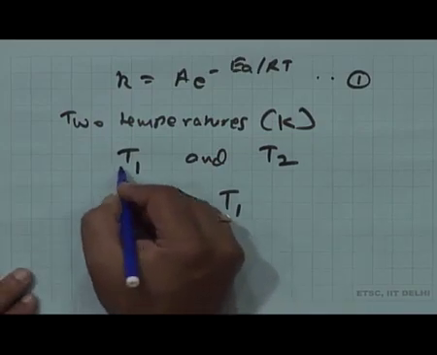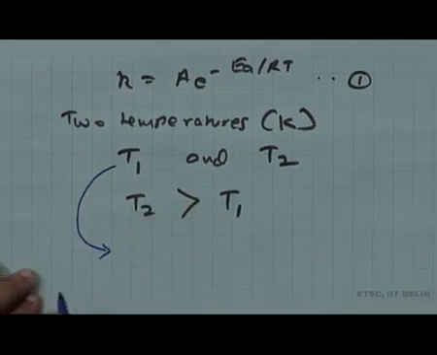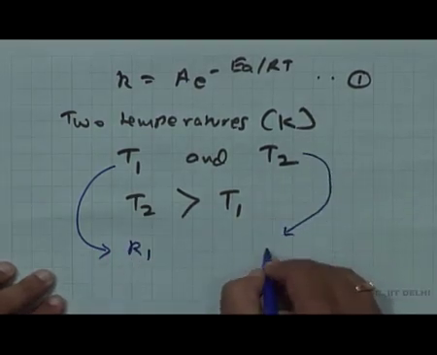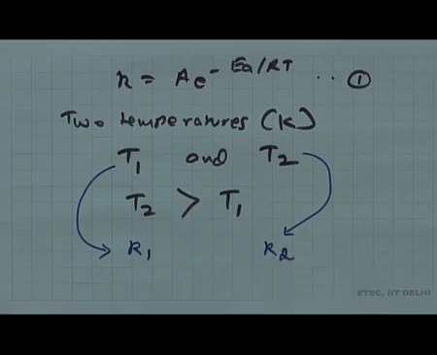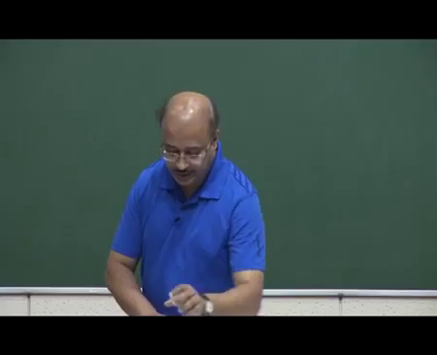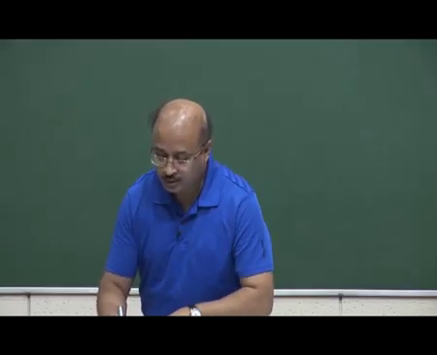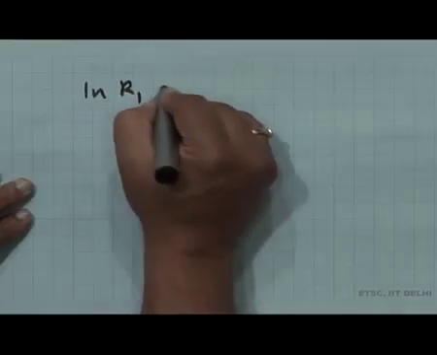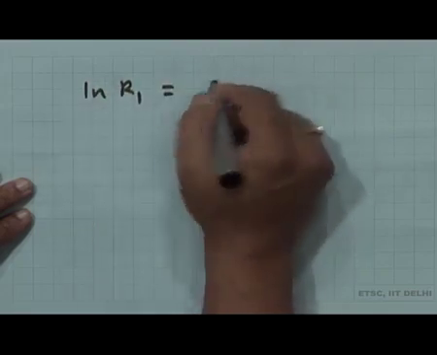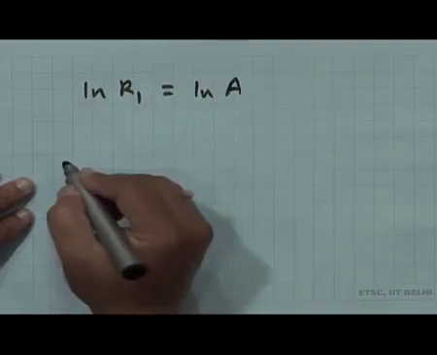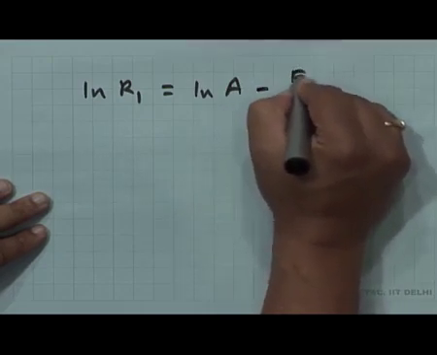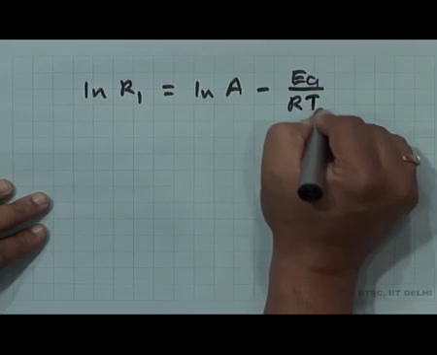So what I can say is that here for T1 the rate constant is K1, for T2 the rate constant is K2, okay. Once that is clear, let me write down the expressions. So I have then, based on Arrhenius' equation, natural log K1 is equal to natural log A, right, minus E A over R T 1.